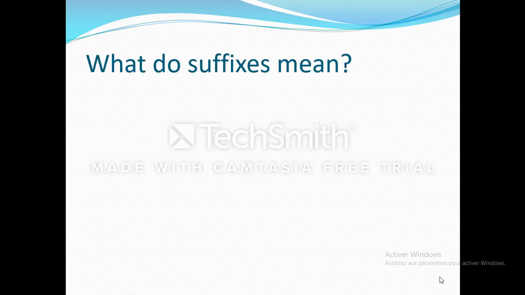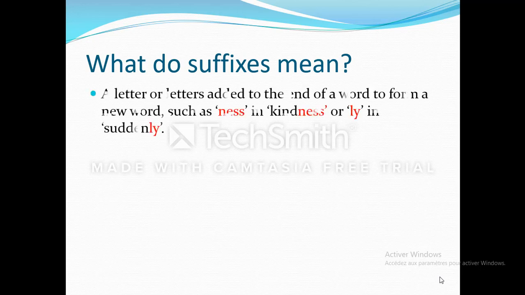Now the words that you have seen in the examples mentioned before, that are in green and in red, we call them suffixes. So what do suffixes mean? As a definition, a letter or letters added to the end of a word to form a new word, such as ness in kindness or ly in suddenly.